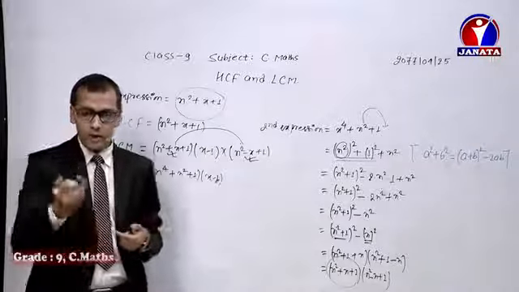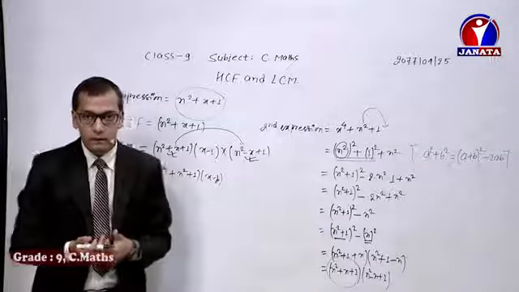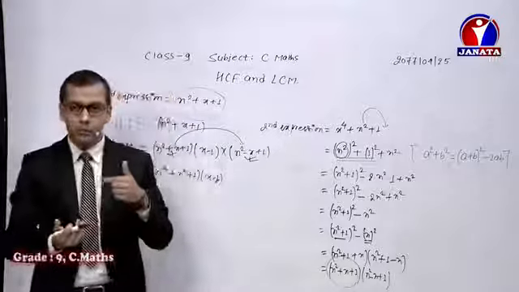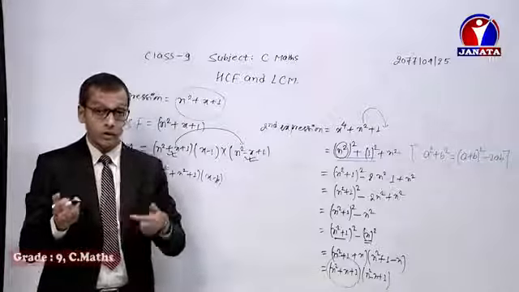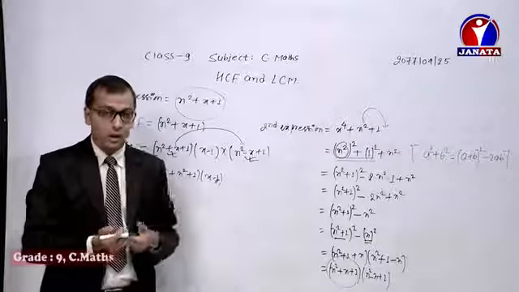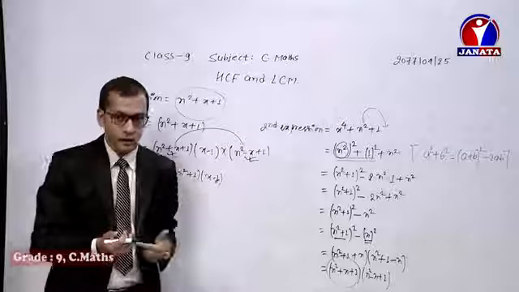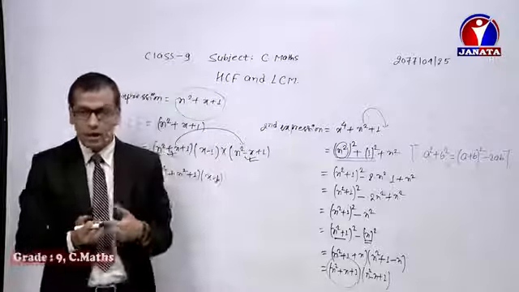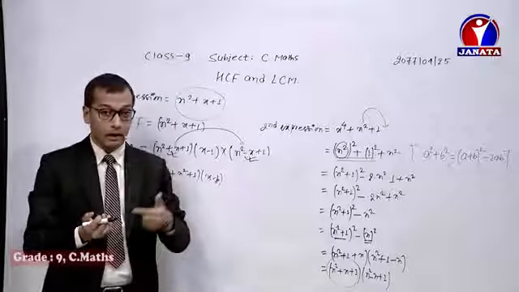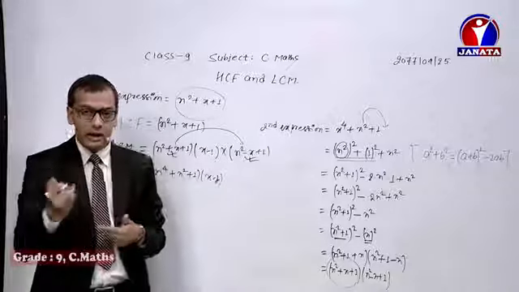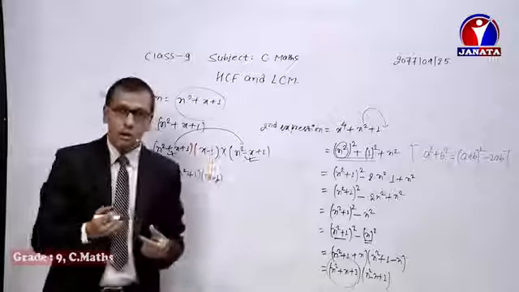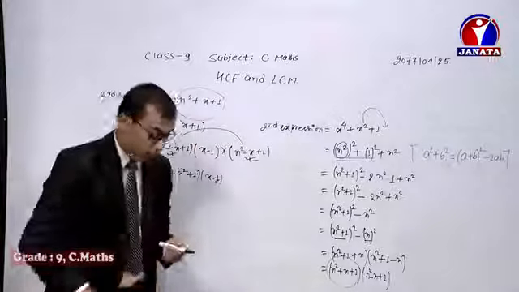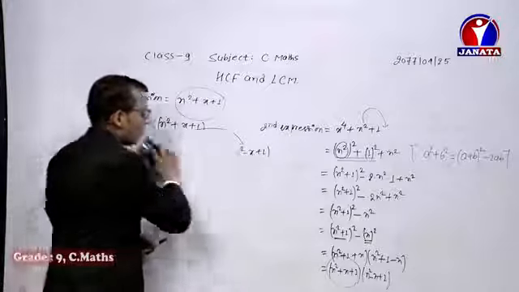HCF, common factors from all the expressions. If none of the factors are common from given expressions, one is always common factor. So we take one common factor for HCF. In case if there are some common factors, we take common factors and then we find product of all the common factors for HCF. And LCM is common factors multiply by remaining factors from the given expressions.